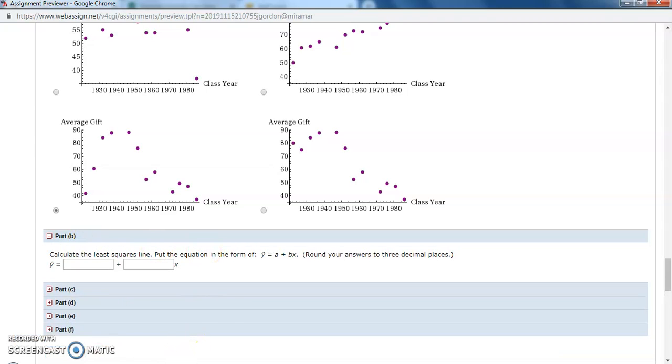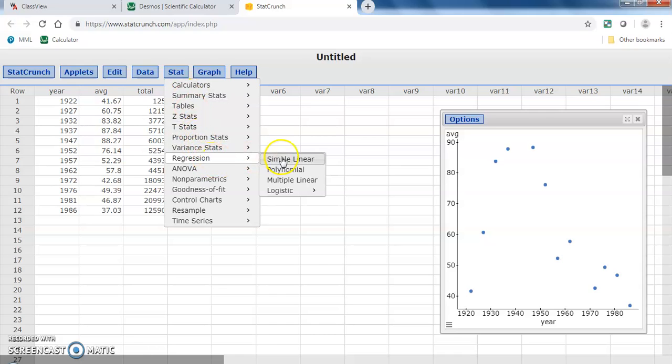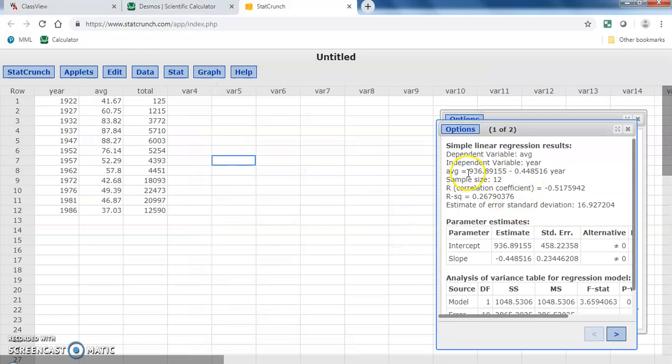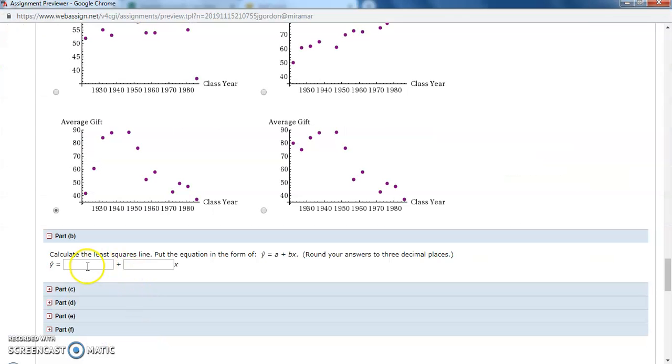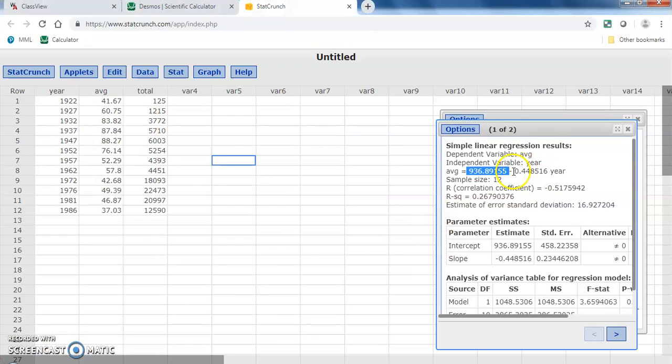And then calculate the least squares regression line. So we do stat, regression, simple linear. X is year, Y is average, and then compute. And we have our intercept right here, and we have our slope right here with the negative sign, negative 0.44. Okay, so copy and paste this.